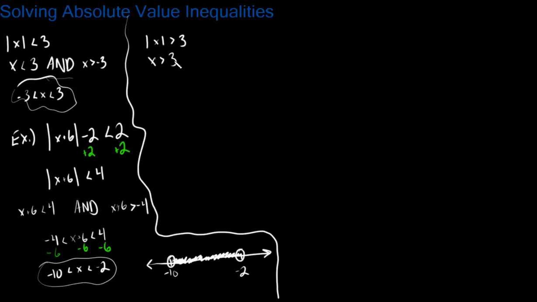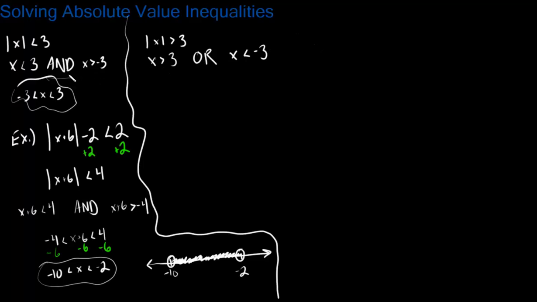But that's not it. What if x was like negative 10? The absolute value of negative 10 is 10, and 10 is greater than 3. What about negative 100? The absolute value of negative 100 is 100, and 100 is greater than 3. So there's a bunch of other values that we can have. And this is when we have the or compound inequality. x can be greater than 3, that would work, or x can be less than negative 3, okay?